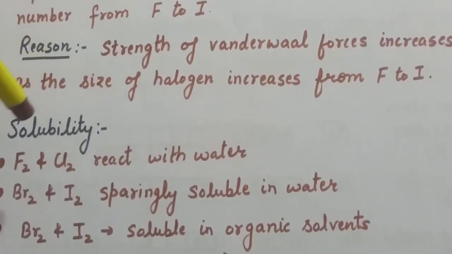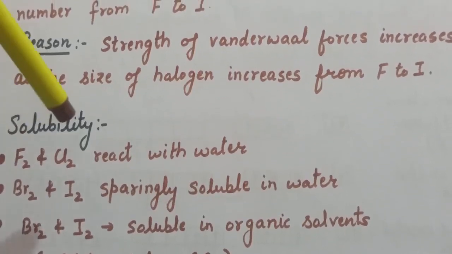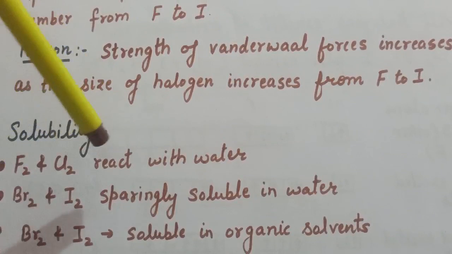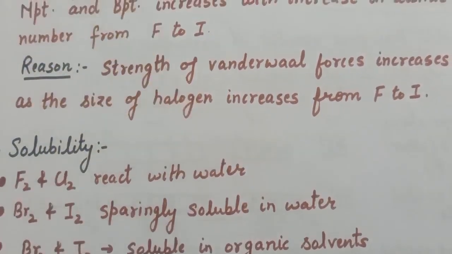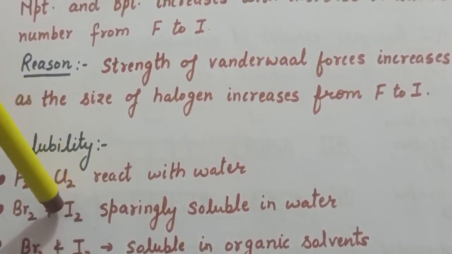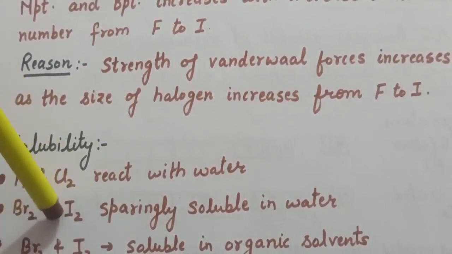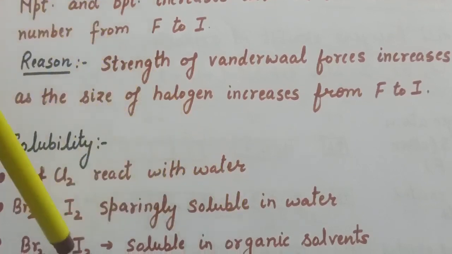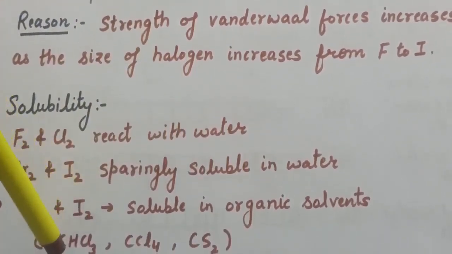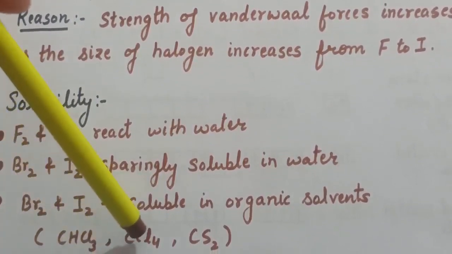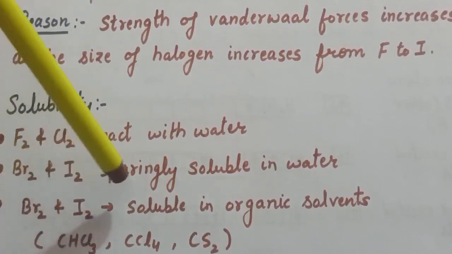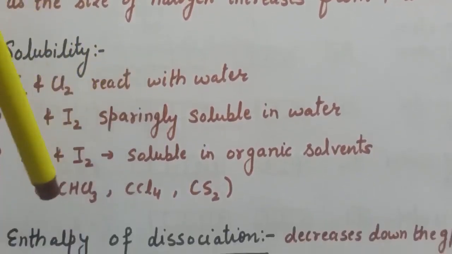Next property is solubility. Fluorine and chlorine react with water, whereas bromine and iodine are sparingly soluble in water, but they are soluble in organic solvents. For example, Br2 and I2 are soluble in chloroform, carbon tetrachloride, and carbon disulfide, whereas in water they are sparingly soluble.